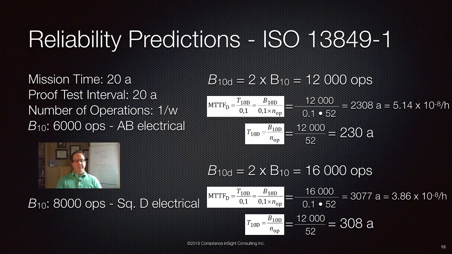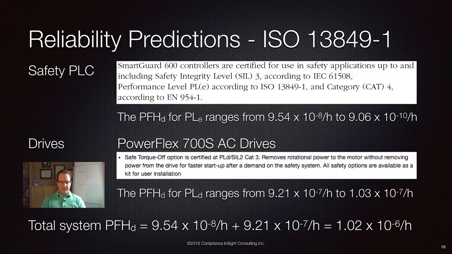Okay, so let's go to the PLC and drive combo. So this time I only picked on Rockwell because it was easier to get the data from the AB products. So the safety PLC I selected was the SmartGuard 600, and I went into the manual and pulled out their information, and unfortunately they don't give us B10D or even PFHD. They only give us the performance level. So they say that the SmartGuard 600 is PLe and category 4. So that's basically the data that we have available to deal with for the safety PLC.